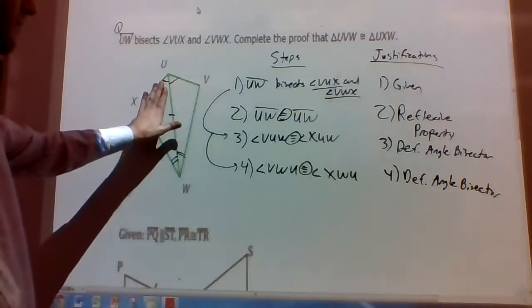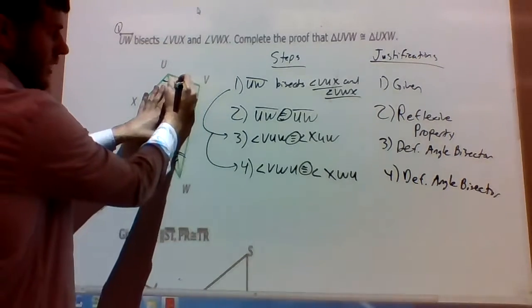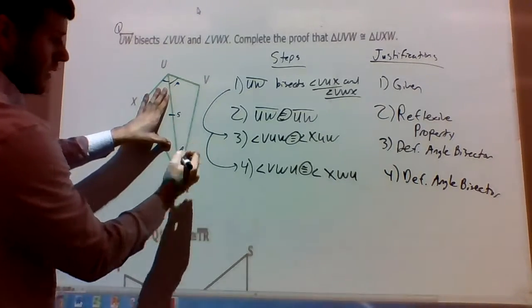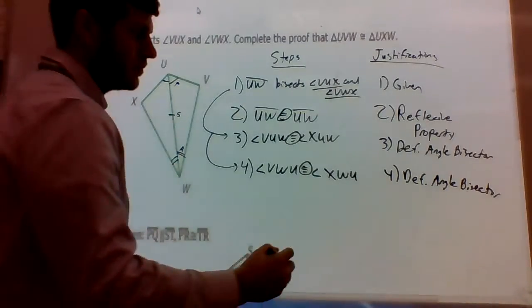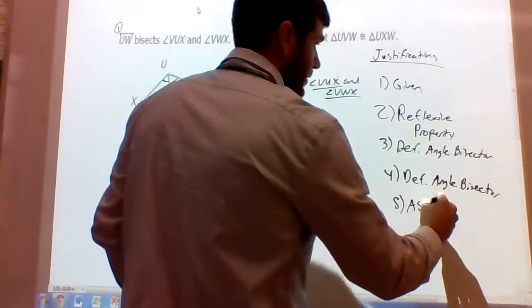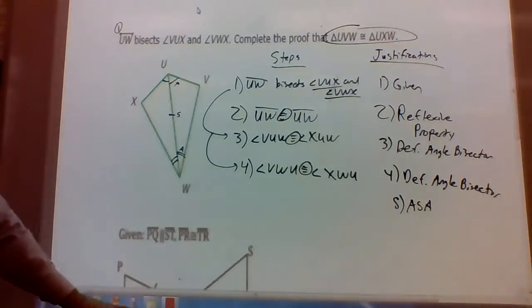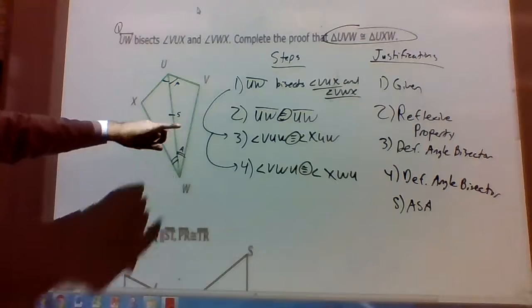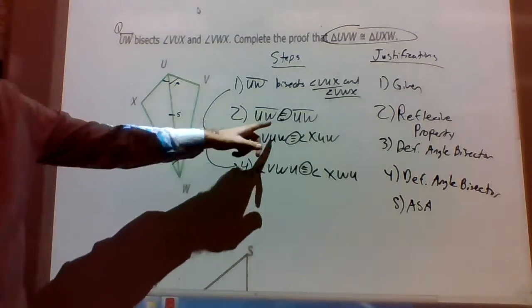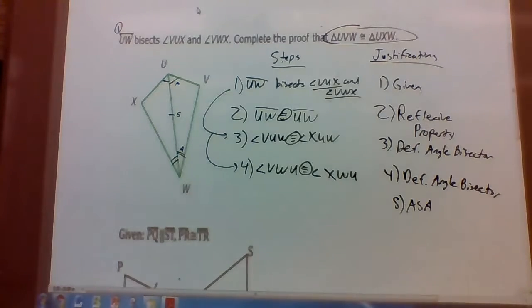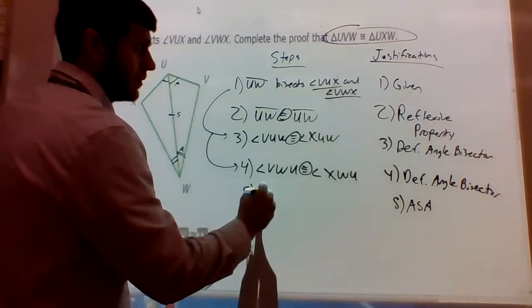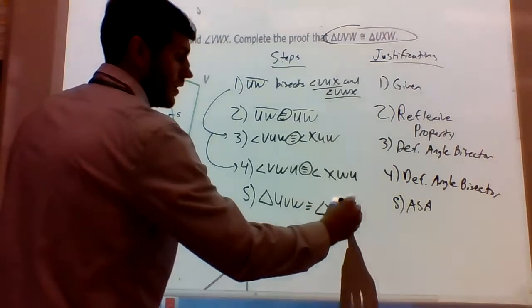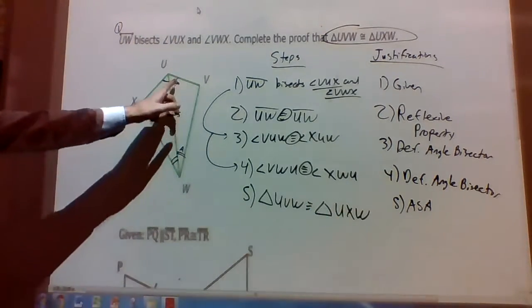So again, we cover one of our triangles up. Just look at one of the triangles. Angle, that's an angle. Side, that's a side. Angle, that is an angle. So we have angle, side, angle. The angle, side, angle postulate tells us that if we have two angles that are congruent and the included side is congruent, which we have, two angles that are congruent and the side that's in between them is congruent, then the triangles are congruent. So step 5 is triangle UVW is congruent to triangle UXW. And again, that is by angle, side, angle.